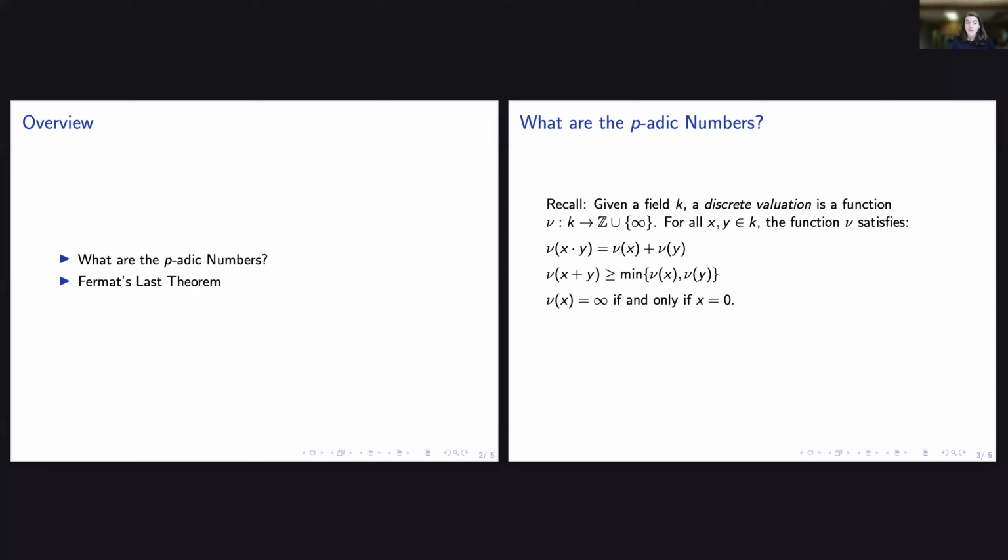For any two elements x and y in our field k, our discrete valuation must satisfy the following. The valuation of x times y is the valuation of x plus the valuation of y. The valuation of x plus y is at least the minimum of the valuation of x and the valuation of y. And finally, the valuation of x is infinity if and only if x is equal to 0. Now, this is related because we care about the p-adic valuation, which is a type of valuation that we will use to define the p-adic numbers.